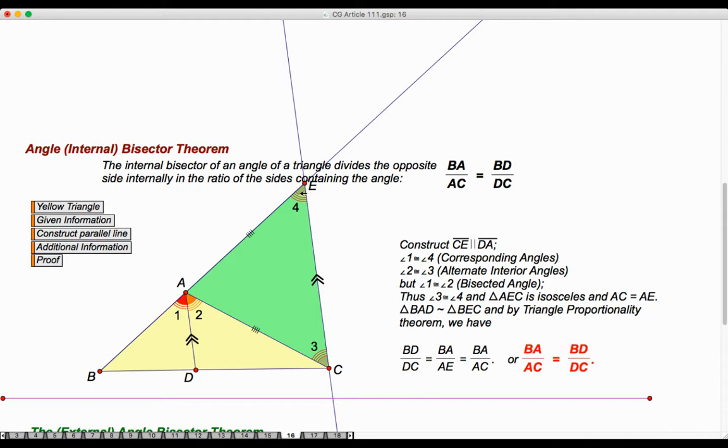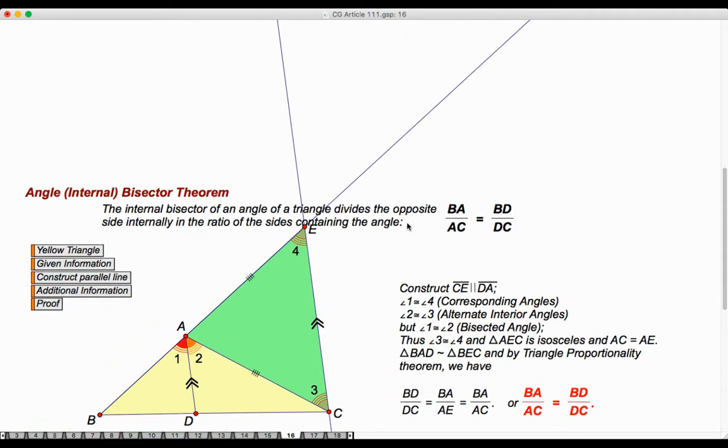But wait a minute. If you look at this big triangle and this smaller triangle, they are similar. And by the triangle proportionality theorem, we have BD is to DC as BA is to AE. But instead of using AE, I will replace it with its equivalent value, which is equal to AC. Hence, we are able to prove this one, okay?